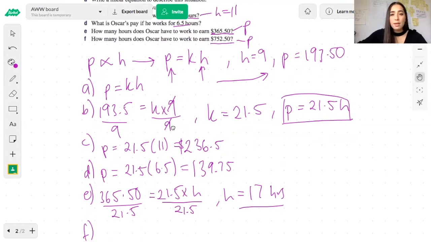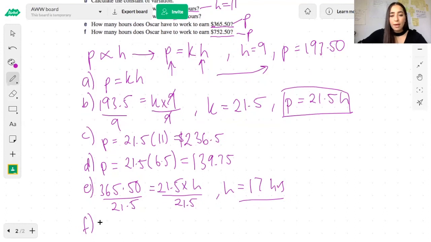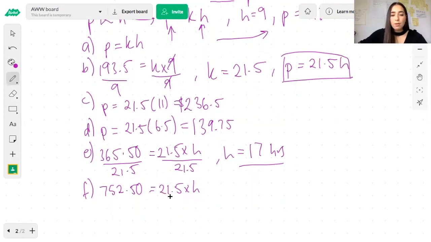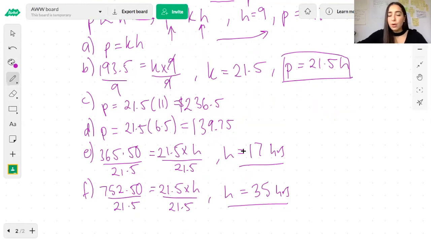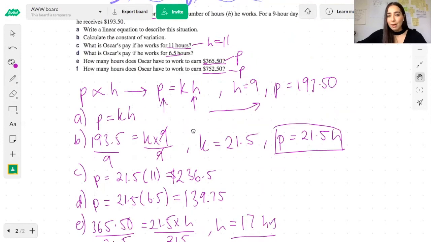Now it says, how many hours does he have to work to earn $752.50? Same thing as E. That is the value of P. So we say 752.5 equals 21.5 times H, because we're trying to find the hours. To solve for H, we divide both sides by 21.5, and so we get 35 hours. So he needs to work 35 hours in order to make $752.50.